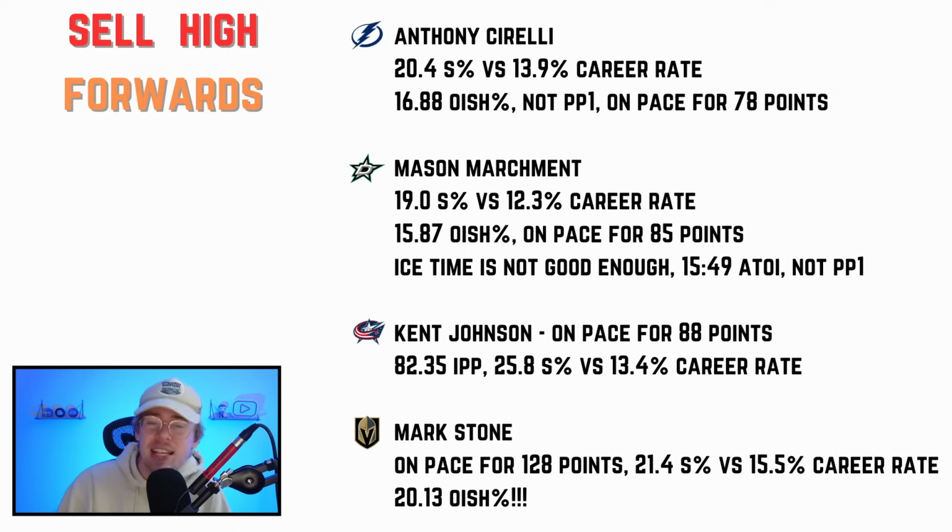Another sell high forward is Mason Marchment. He's been on my sell high forward list quite a bit, and I'm going to continue to put him on this list because there are a ton of red flags. He has a 19% shooting percentage compared to a 12.3% career rate, unsustainable goal scoring. He has a 15.87% on-ice shooting percentage, so his linemates are overperforming as well. Just talked about Duchesne and his insane shooting percentage, so that's a reason for this on-ice shooting percentage number. He's currently on pace for 85 points despite averaging 15 minutes and 49 seconds of ice time per game. That's not going to happen, guys.